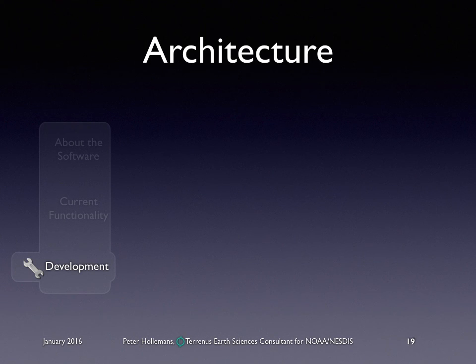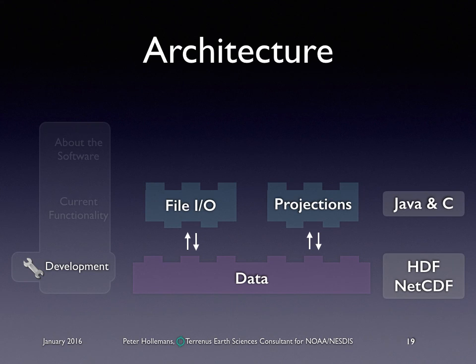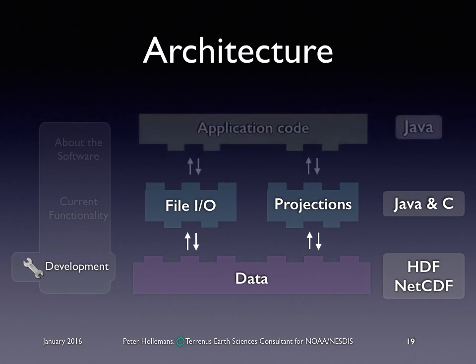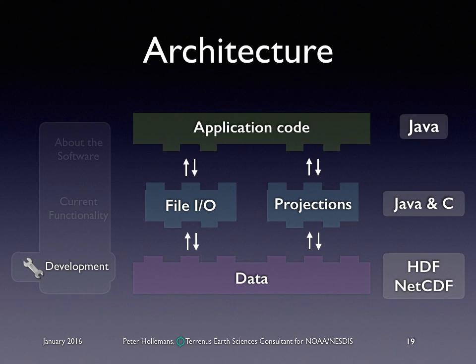Now, the architecture of the CoastWatch Utilities is based on reading the HDF or NetCDF data from a file. And there are file input, output, and projection modules written on top to protect the application code in Java from the data, so that we're able to write new file format routines and new projections, and the application code should run independently of what format or what projection is actually being read.